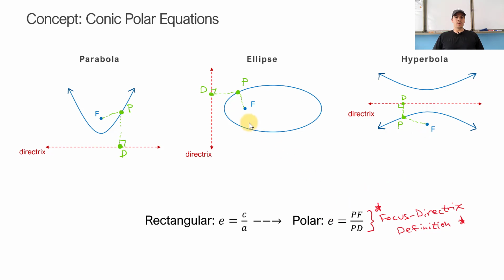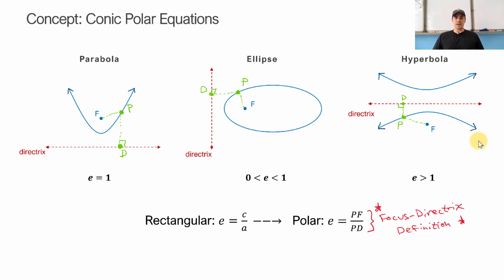Now we know that for an ellipse, our E value is in between 0 and 1. We said for a parabola it was exactly 1, and for a hyperbola we know E is greater than 1, which means that the distance from P to F for a hyperbola is greater than the distance from P to the directrix. And likewise, from P to F for an ellipse, that's going to be less than the distance from P to the directrix for an ellipse.